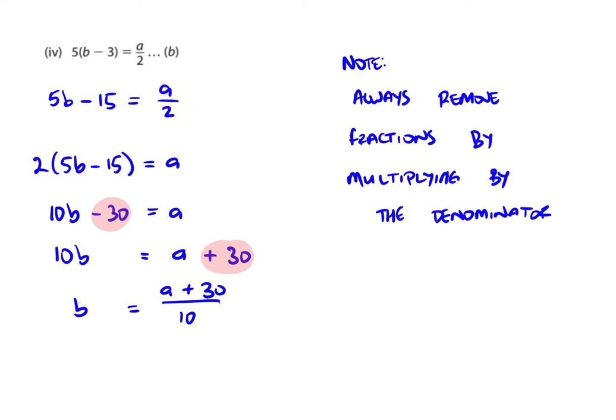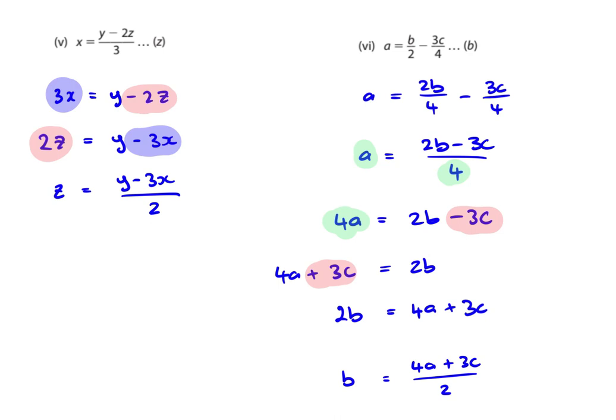Because we divide the left-hand side by 10, we have to also divide the right-hand side by 10, so we just take this here and we divide it by 10. So this brings us on to the final two questions. So we start off there with question 5.